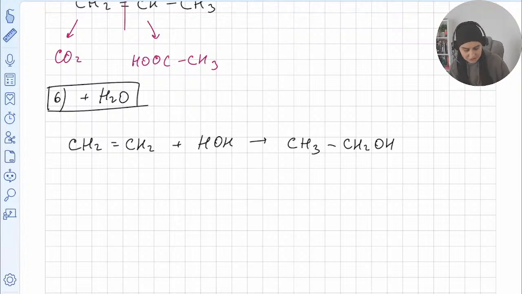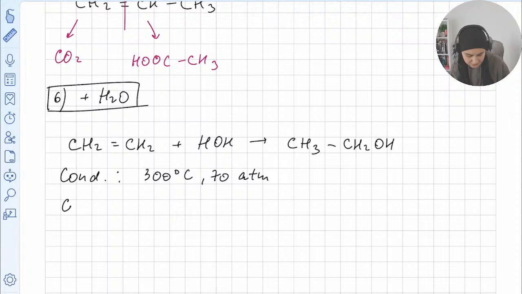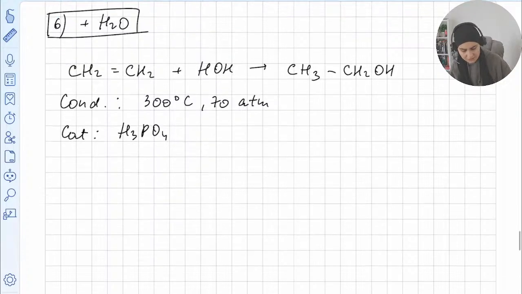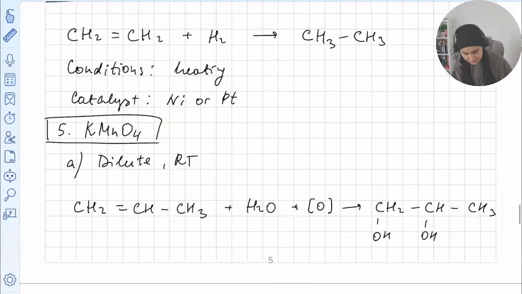And conditions. Conditions would be 300 Celsius, 70 atm pressure. That's for ethene, right? For some other alcohols, the temperature may vary, but if you memorize that, it's fine. So that's 300 Celsius, 70 atm pressure, and a catalyst would be H3PO4 or H2SO4. That's the 6th property, and then the 7th.